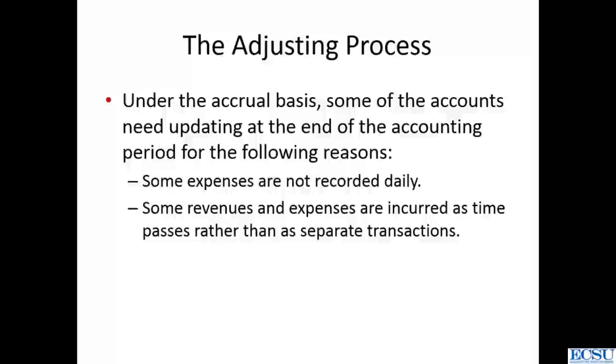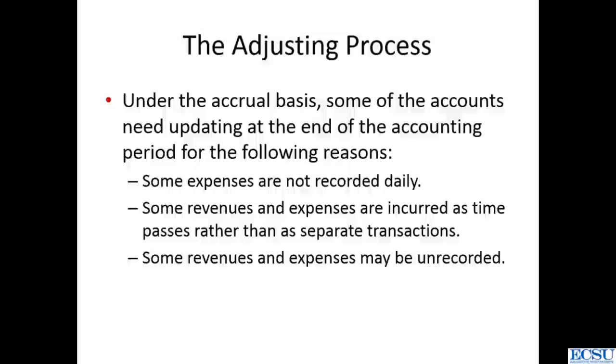Or if there is an unearned revenue that has remained in the books as unearned, but over a period of time you would have earned that revenue because of the passage of time, we will have to consider that as revenue. Sometimes expenses like prepaid expenses would be considered as an asset, but they would become an expense as time passes. So that's why we need to update the books of accounts using the adjusting process.